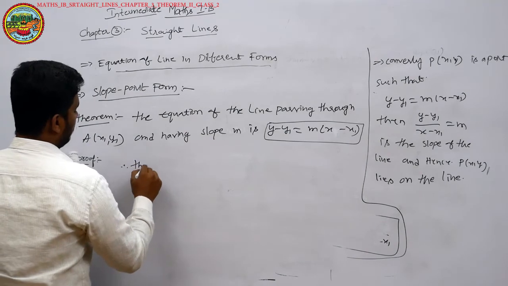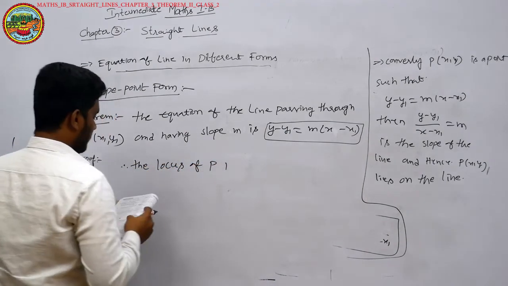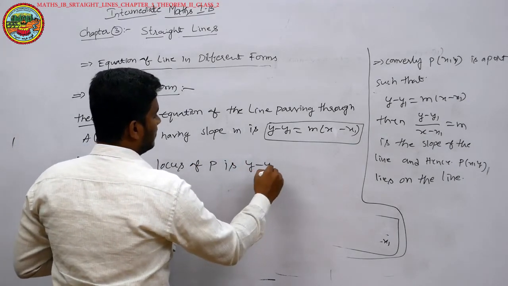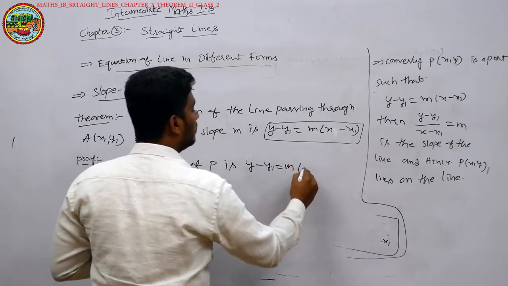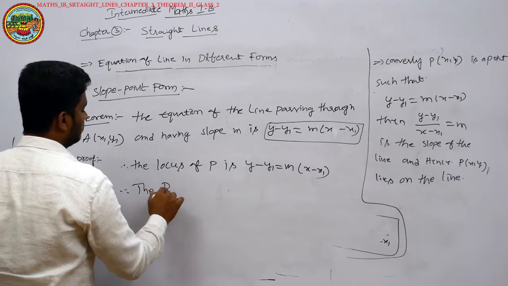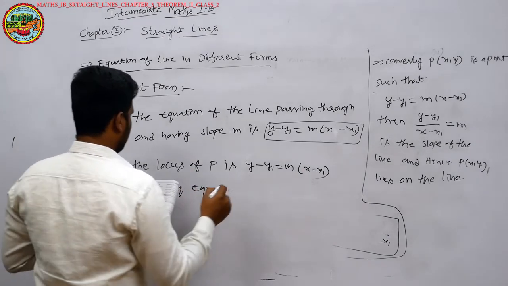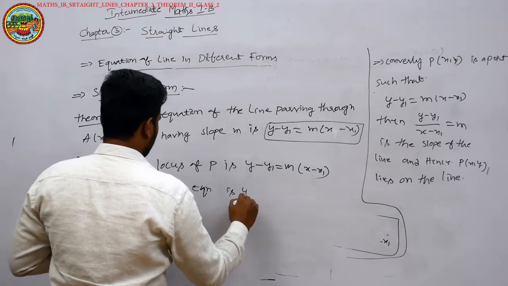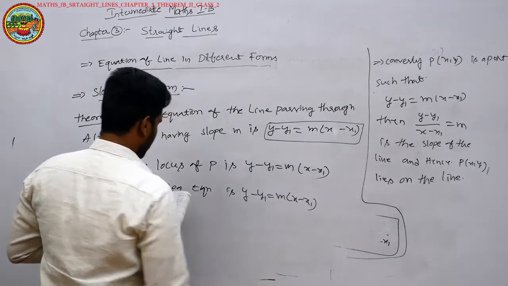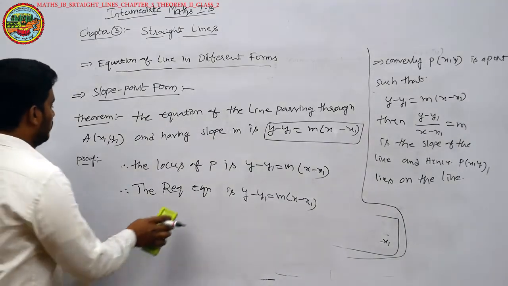Hence the locus of P, what is the equation of the line? y minus y1 is equal to m into x minus x1. Therefore the required equation is y minus y1 is equal to m into x minus x1. Okay, let us see some examples.